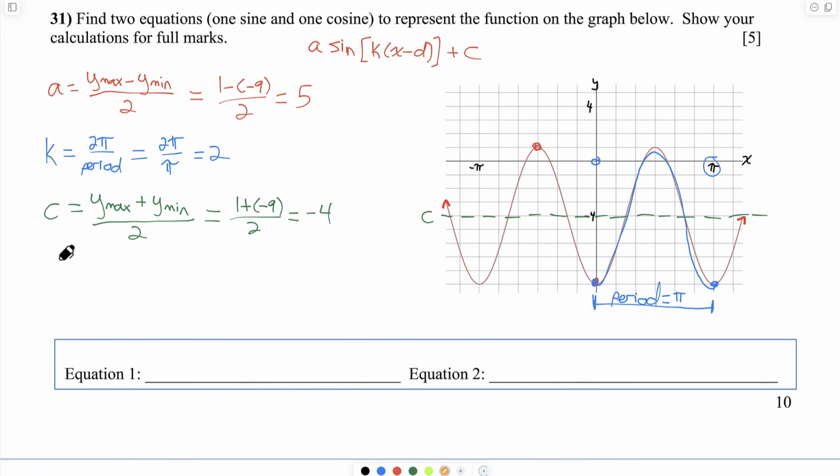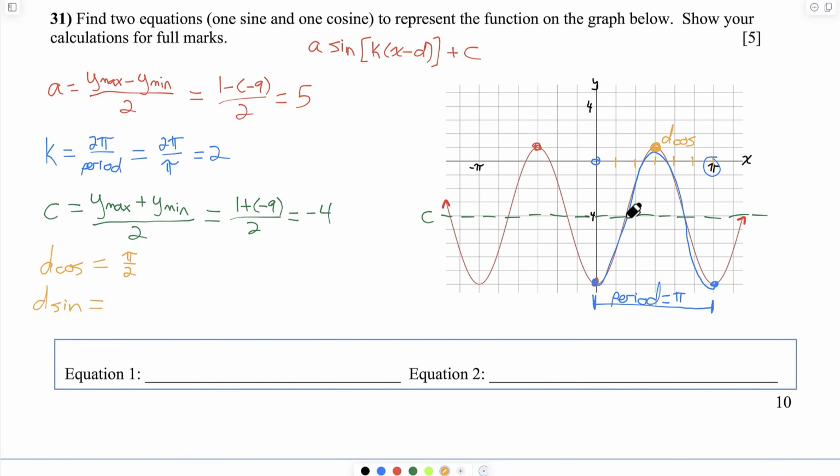The last thing we have left is the phase shift, the d value. And the d value will be different depending on whether we're doing a cosine or a sine function. If I'm doing a cosine function, I'm just looking for the x-coordinate of a maximum point. Well, what's my scale? Every 1, 2, 3, 4, 5, 6 units is pi, so each 1 unit is a sixth of pi. So the x-coordinate of a max is at 1 pi over 6, 2 pi over 6, 3 pi over 6, which is pi over 2.